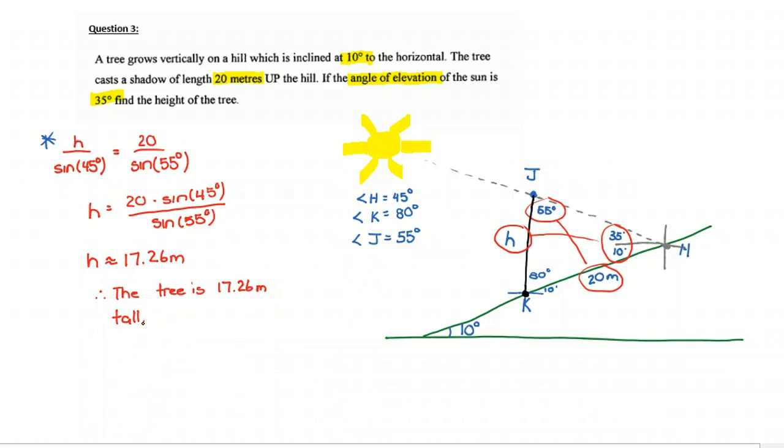Now, whenever you're doing this, you always stop at the very end and say to yourself, does this make sense? In this case, I would say yes, it does, because 55 degrees is opposite 20, and that means H needs to be less than 20, but it's going to be pretty close because angle H is 45 degrees, which is less than 55 degrees. I hope this helped.